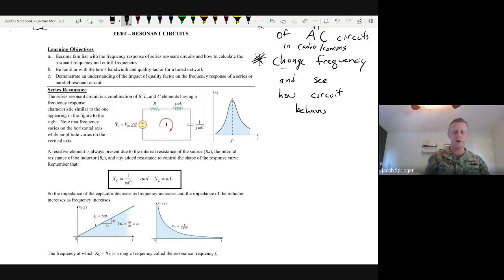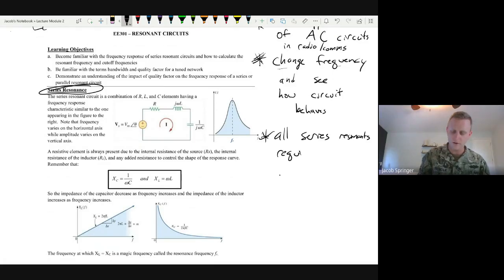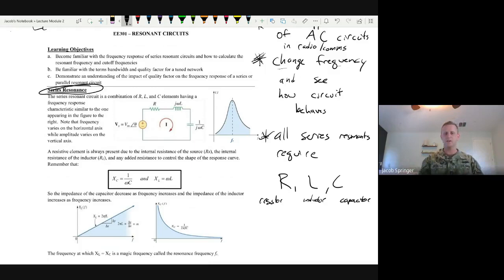All right, so what we're doing in this class is all series resonance. All series resonance requires R, L, and C, right? They can go in any order, but typically they're going to have a resistor, an inductor, and a capacitor. There are parallel resonant circuits, but we will not be doing that in this class. We're dealing all with the series resonance.